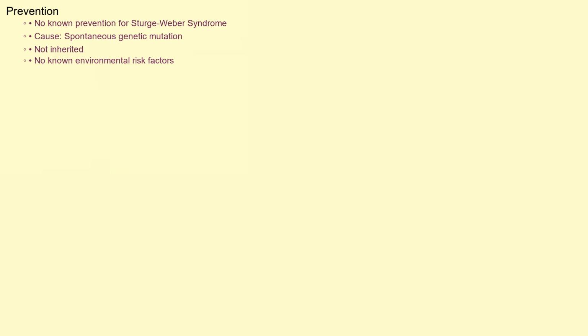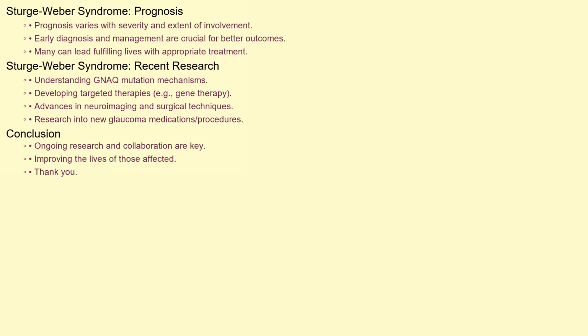Prevention. Because Sturge-Weber syndrome is caused by a spontaneous genetic mutation, there is currently no known way to prevent it. It's not inherited, and there are no known environmental factors that increase the risk. Prognosis. The prognosis for individuals with Sturge-Weber syndrome varies depending on the severity of the condition and the extent of involvement. Early diagnosis and comprehensive management can significantly improve outcomes. With appropriate treatment, many individuals with Sturge-Weber syndrome can lead fulfilling lives.